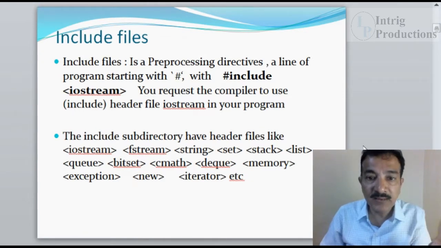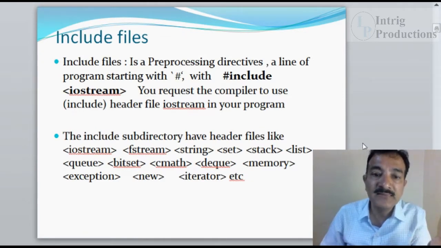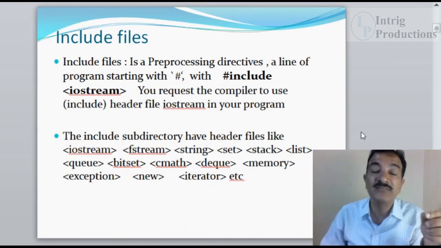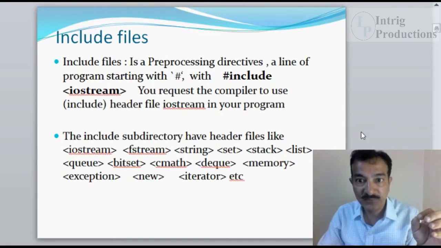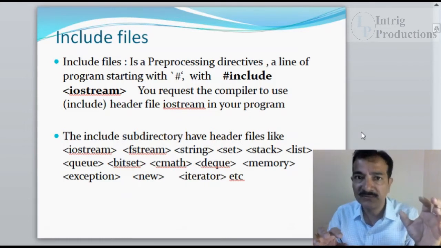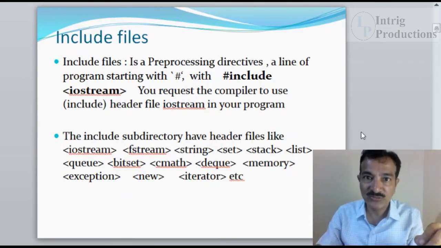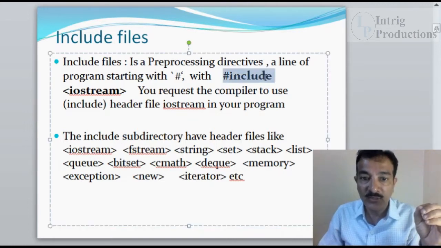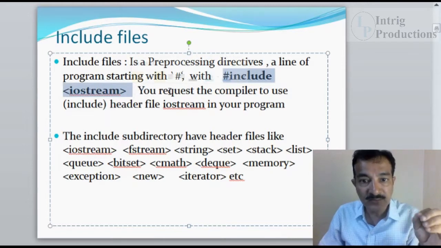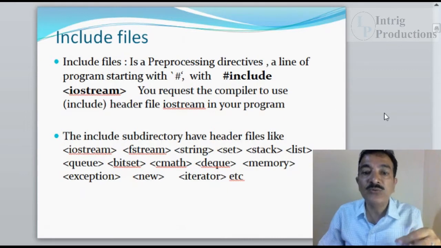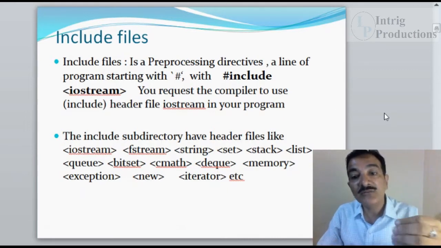Let's understand in more clear details these particular files. The include file is a pre-processing directive, a line of a program which starts with hash. So all the pre-processing directives or preprocessors start with hash. Now hash include iostream, if this is a command that you have written, then you are requesting the compiler to include the iostream header file in your program.